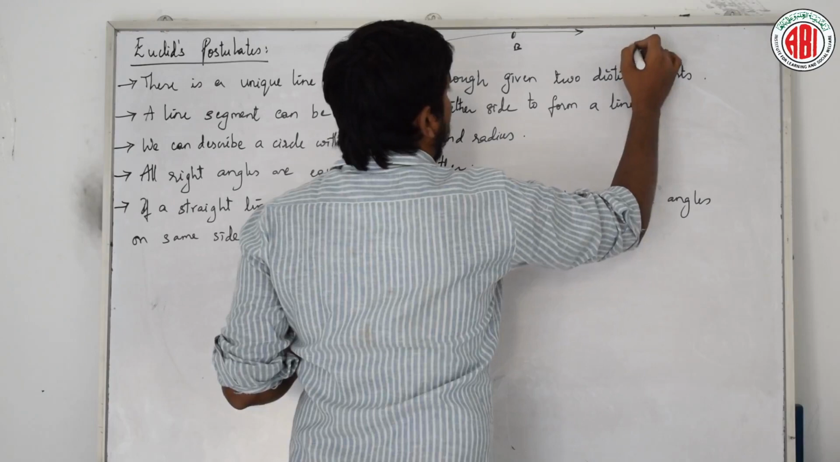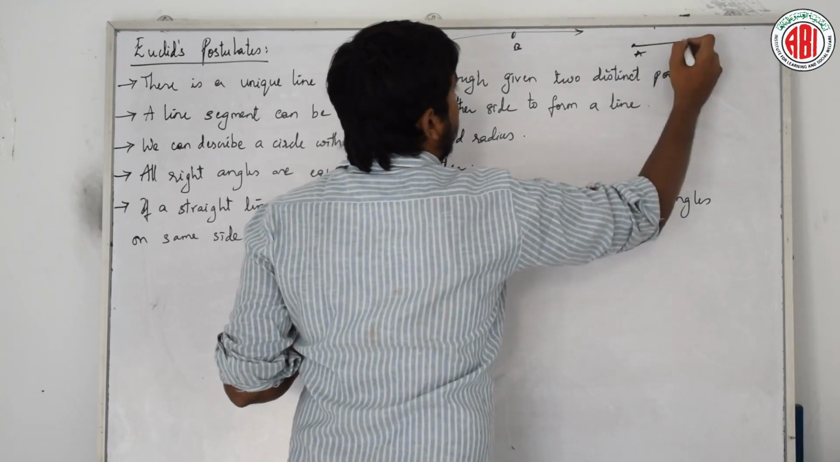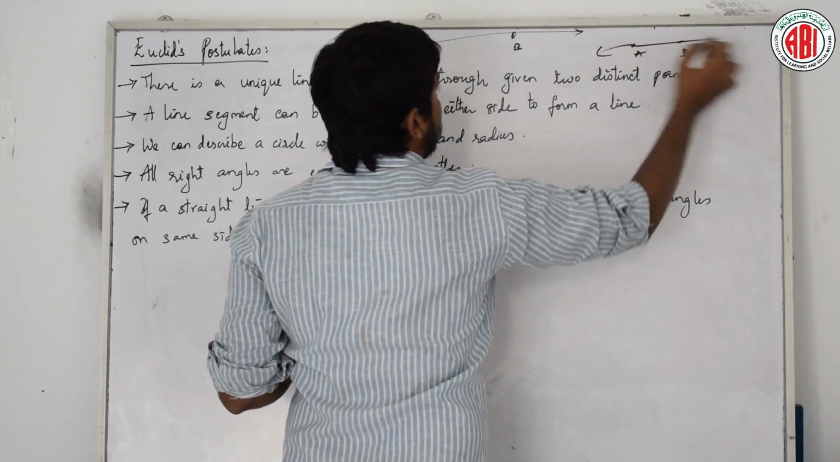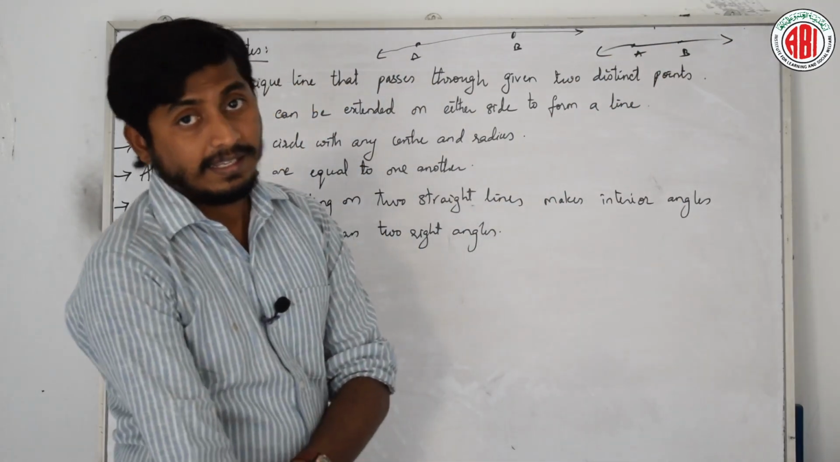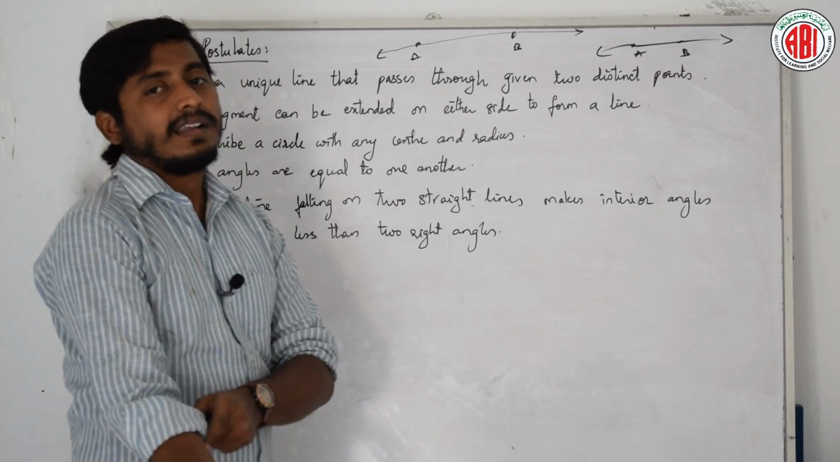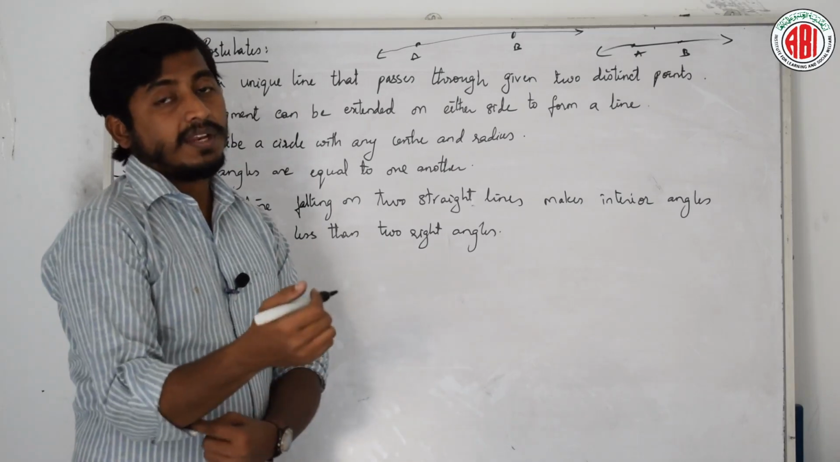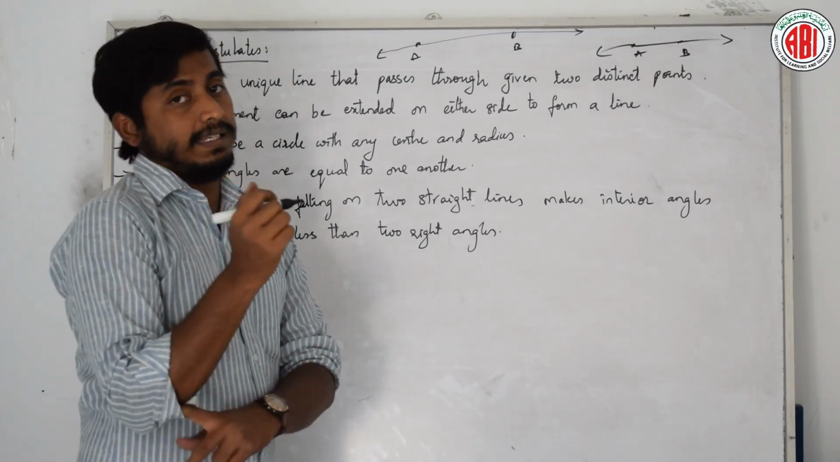Fine. A line segment can be extended on the two sides to form a line. For example, A, B is a line segment. We can extend this side or we can extend this side in order to form a straight line. Is it clear? Yes or no? That is a simple statement, but those are the prerequisites and the basic theory.